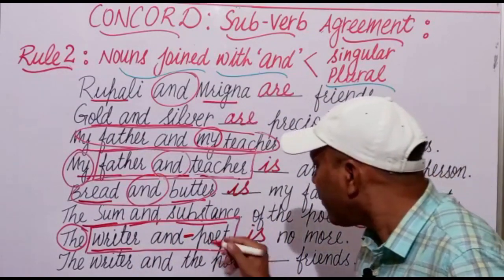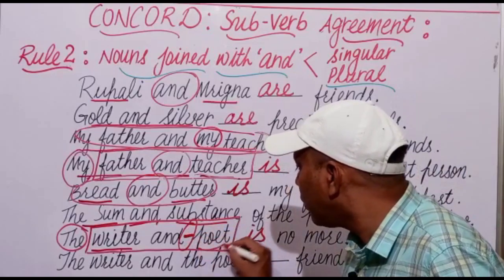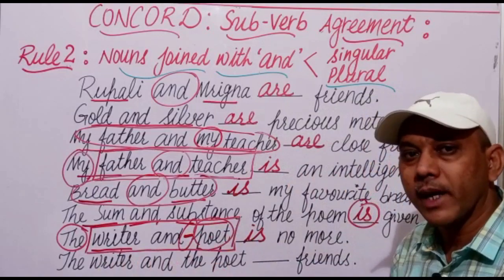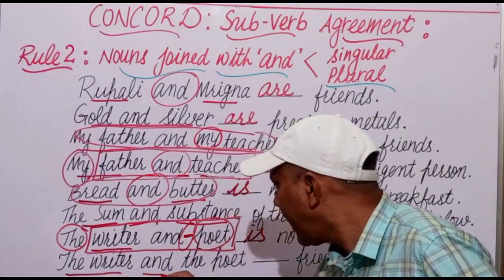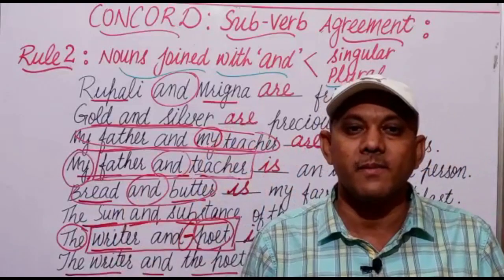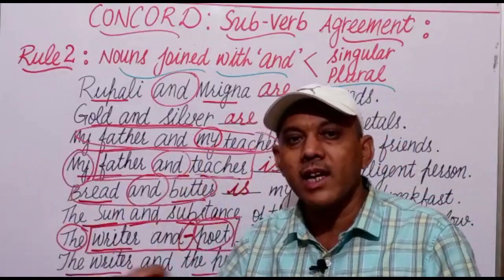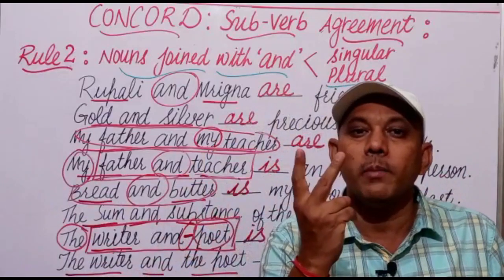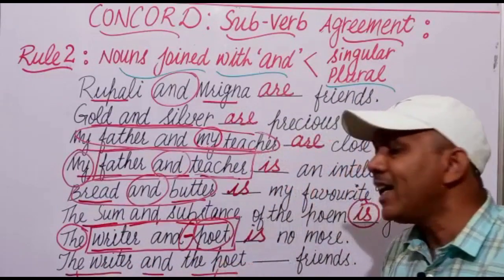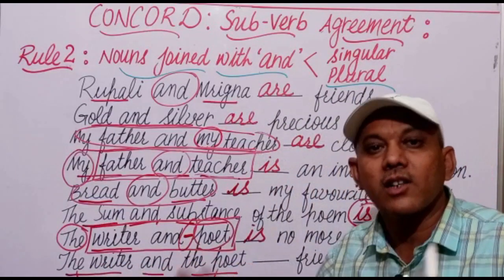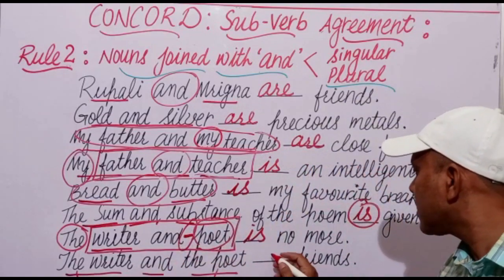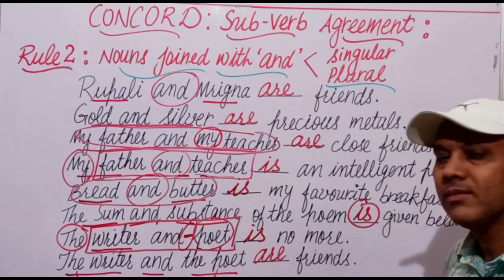But if we add the before this word poet, the writer and the poet, now it refers to two different persons. The writer कोई और person है, the poet कोई और person है. They have become two people, two persons, means a plural subject. And as you know, plural subject takes a plural verb. We have to use the writer and the poet are friends.